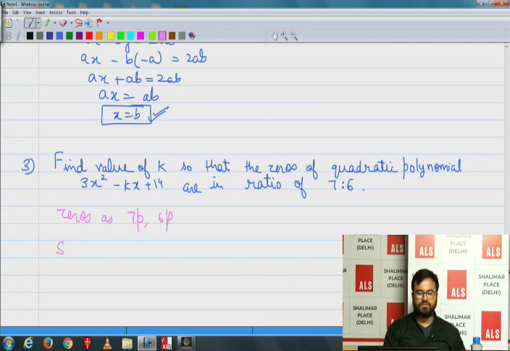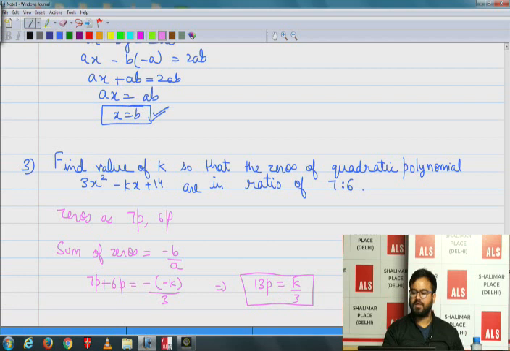Now two things we know. Sum of zeros, which is given by minus b by a. So 7p plus 6p is minus b upon a, so minus of minus k divided by 3. So it implies 13p is equal to k by 3. This is the first relation.